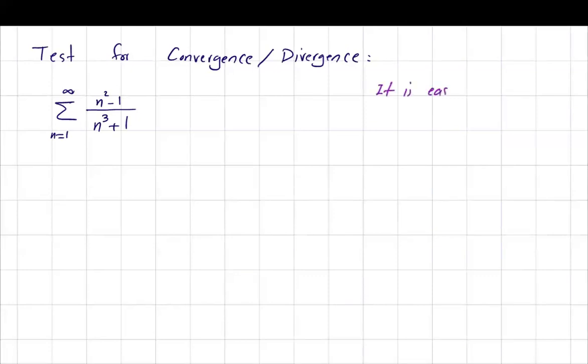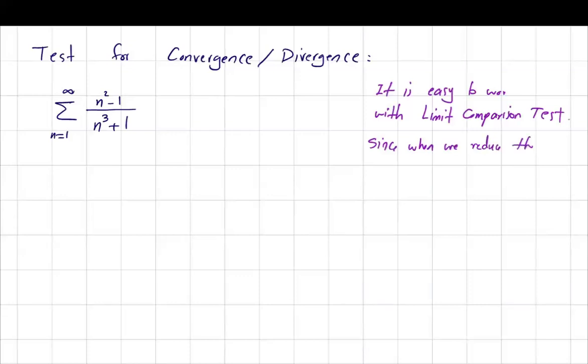It is easy to work with the limit comparison test. Why is that? What's the reason behind it? Since when we reduce the terms with lower power, we get a harmonic series.